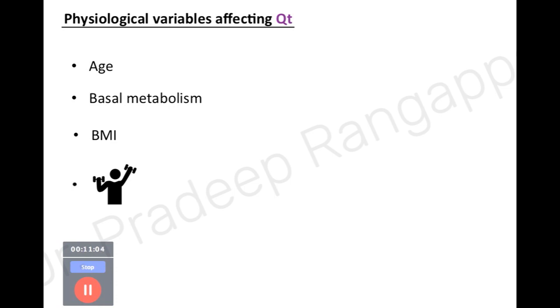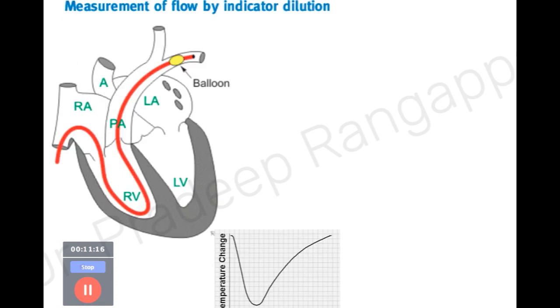Like with age, cardiac output comes down. With basal metabolism, if it is a high metabolism, obviously cardiac output increases. So if you are doing an exercise, obviously you would increase the cardiac output. So these are some of the physiological variations that affect cardiac output. So now we'll move slowly into how we measure cardiac output invasively.